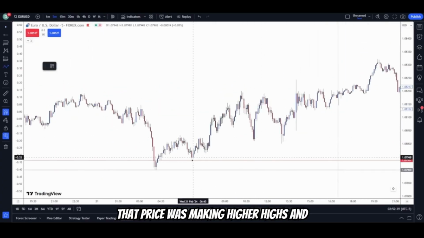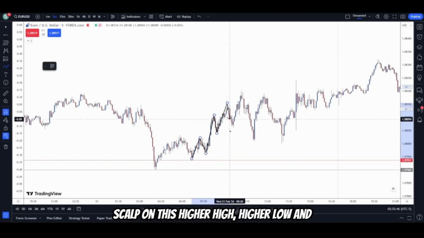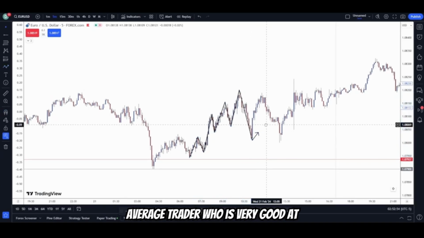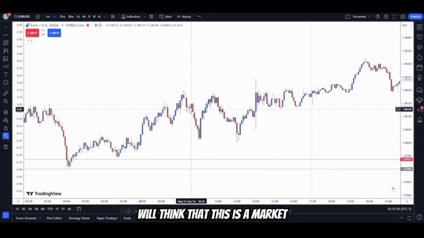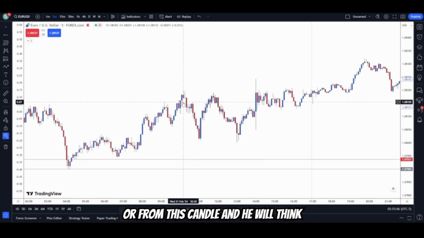They can see the price was making higher highs and higher lows like this. It's the 5-minute time frame, okay. So you can do a scalp on this higher high, higher low, and then another higher high right over here. And then it gave us this. And now the average trader who is very good at finding higher highs and higher lows will think that this is a market structure shift, right? And he will look for sells from this candle or from this candle, and he will think that this is a supply zone.